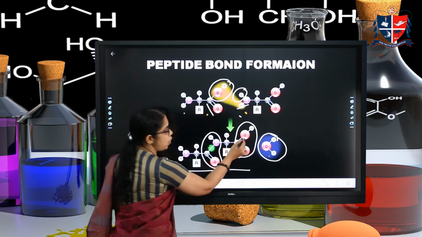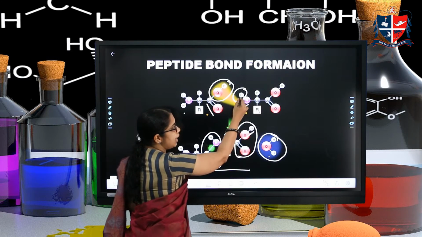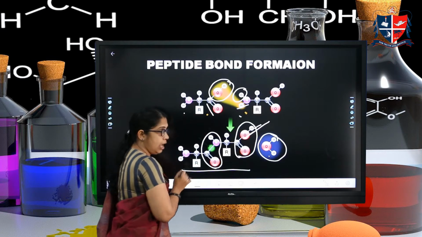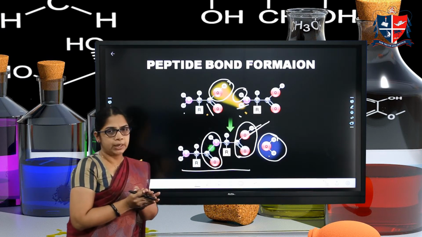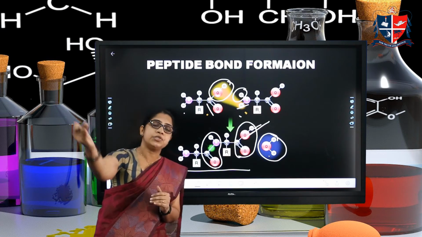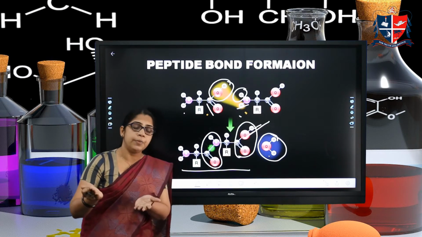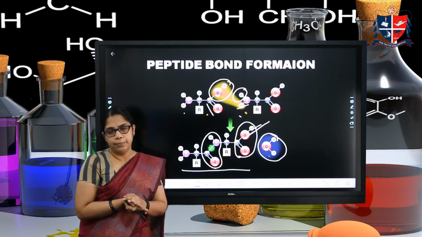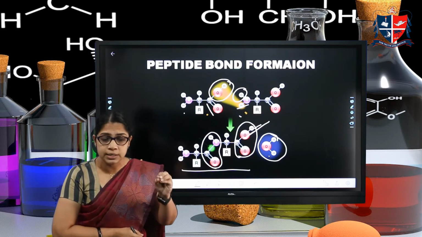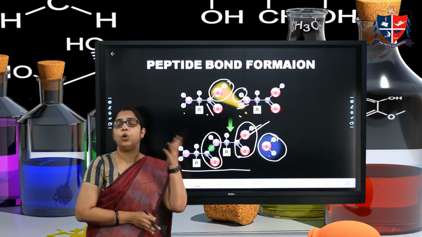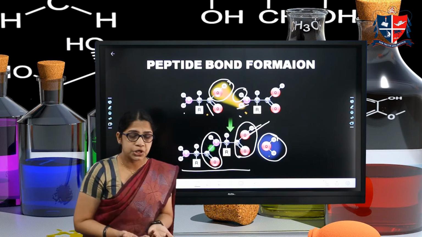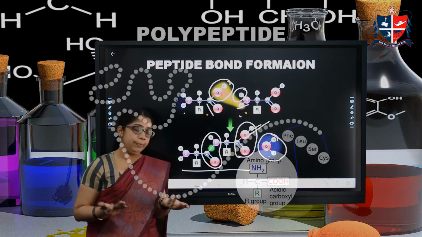Okay, that OH leaves with the hydrogen of another amino acid, and again it will form a peptide bond here and now becomes a tripeptide. Similarly, the end of that tripeptide again condenses with the amino group of another amino acid, then it will form a tetrapeptide. Similarly, if n number of amino acids undergo condensation, then we will get a polypeptide.